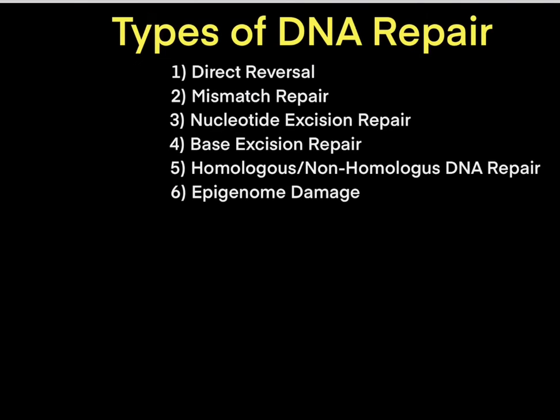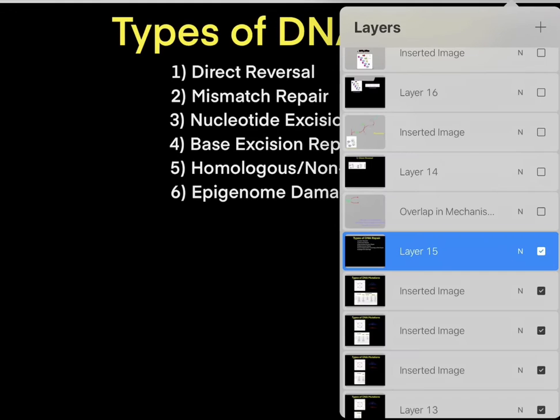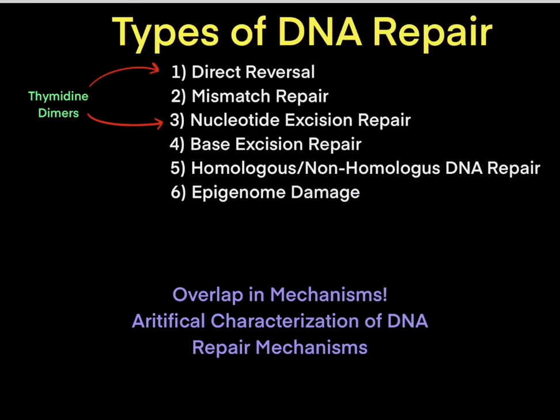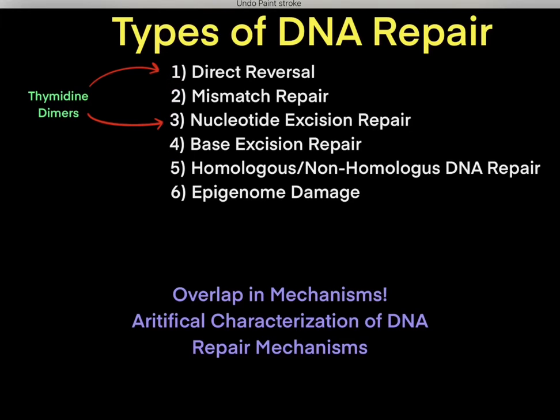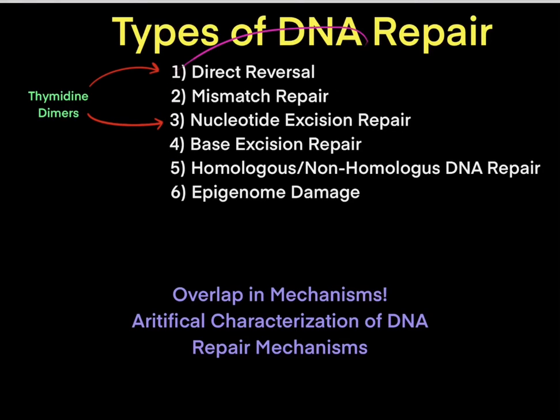So now that we've learned about the different types of DNA damage, now let's talk about the different types of DNA repair. But something important to realize, I've artificially characterized these different forms of DNA repair. So this is a bit arbitrary. And to the cell, there's just DNA repair. So these are artificial ways to characterize the different types of DNA repair. And there's overlap in these mechanisms.